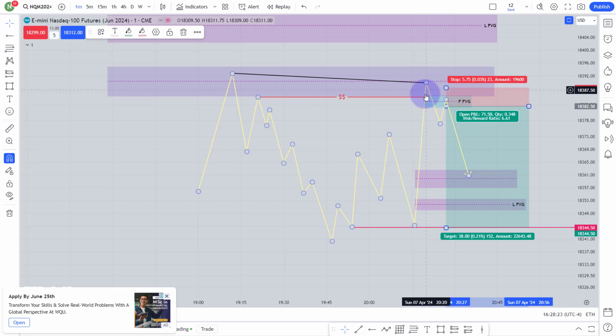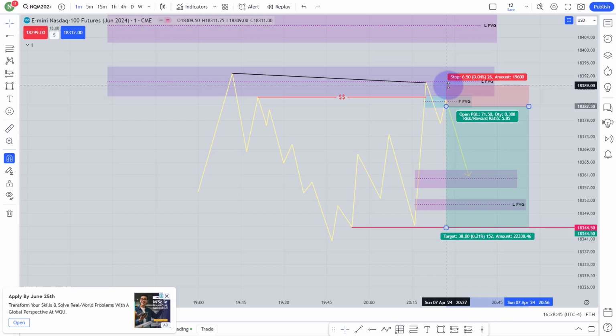Now, when you take your first entry, where will be your stop loss? Your stop loss will be above the consequent encroachment of that wick. There will be a wick; you have to put your stop loss above the 50% of that wick. The best case scenario is you can put your stop loss above the high. But if you see a very long wick, then you can go for the 50%, and you will believe that the market is not going to reach beyond the 50%. So you are going to put your stop loss above the 50%.